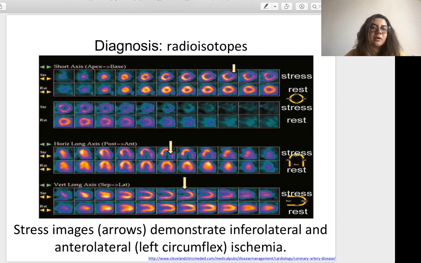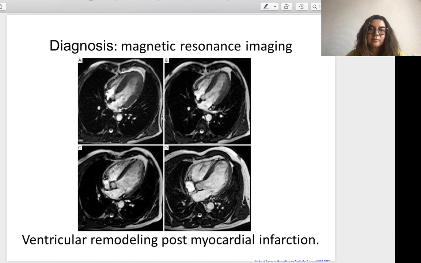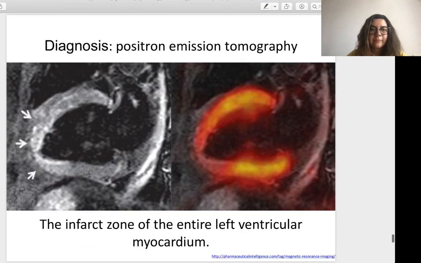Radioisotope scanning is a rarely used method, but it is possible. It is stress imaging; arrows demonstrate inferolateral and anterolateral left circumflex ischemia. MRI imaging. Ventricular remodeling, you can see here at this picture post-myocardial infarction. Here is a picture of positron emission tomography, an infarct zone of the entire left ventricular myocardium.